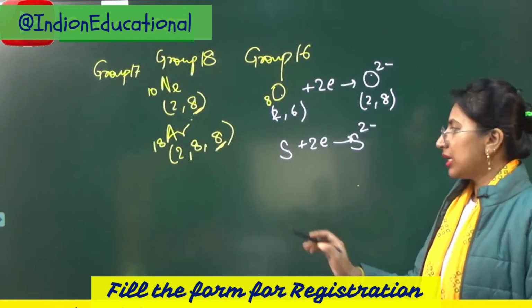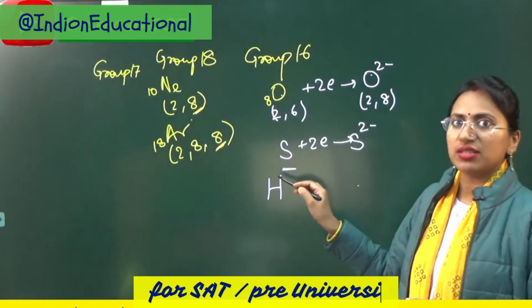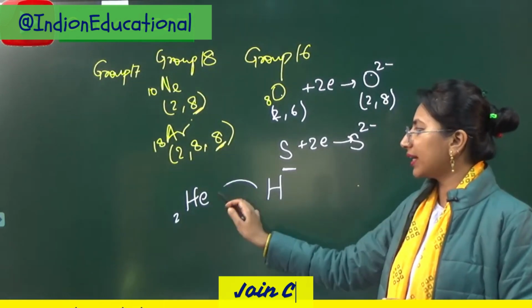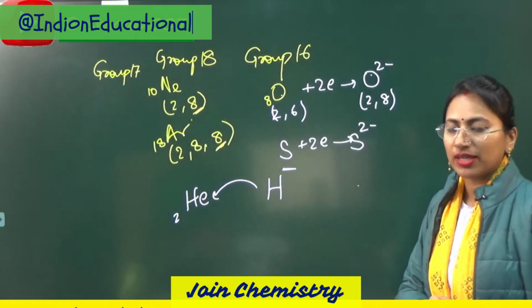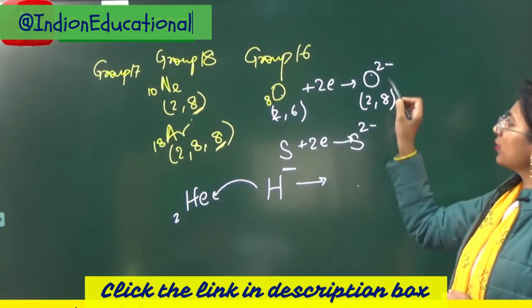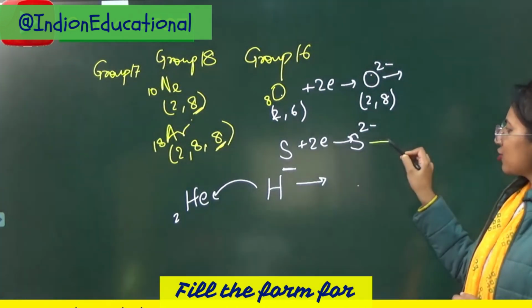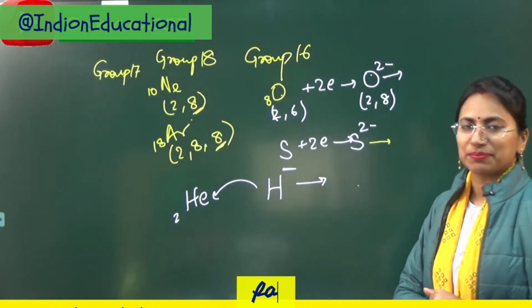Like this, if hydrogen gains 1 extra electron, it will reach the electronic configuration of helium, because it now has 2 electrons. Got it? So can you name them? What will be the name of the O2 minus ion? What will be the name of the S2 minus ion? What will be the name of the H minus ion? Can you relate it?